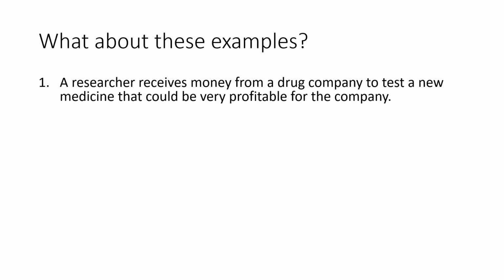So some examples to think about. Is it ethical? A researcher receives money from a drug company to test a new medicine, and that new medicine could make a lot of money for the company. We could have a potential ethical violation here in that the researcher might be highly motivated to produce results that support the medicine because there's money behind it.